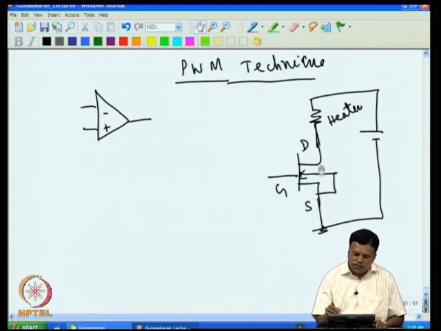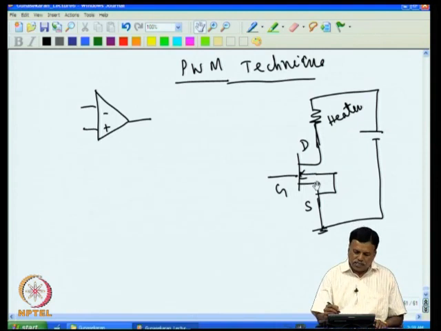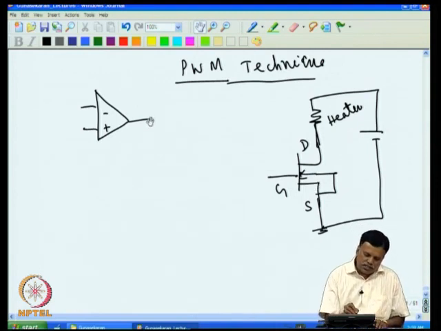That way the MOSFET will not get heated up, because during on time only a small voltage is there, and during off time there is no current. So the heat dissipation will be less if I go for on-off mode. The only problem is that we have to convert this voltage into pulse width. That is the thing that is to be done.